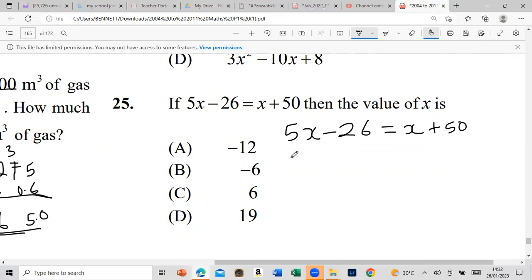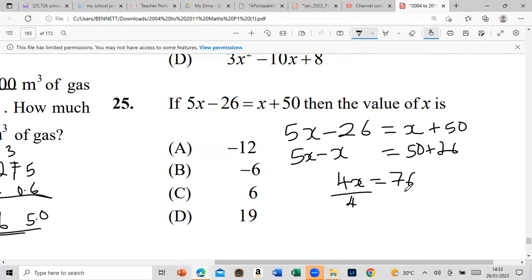Alright, so we group the like terms, so we subtract x from both sides since it's a positive x. And we do the same thing with this. However, we just add because it's a negative here, so we add 26. So that's going to give us 4x equal to 76. I'll divide by 4. How many persons typed in 19 before me? So it's 19.